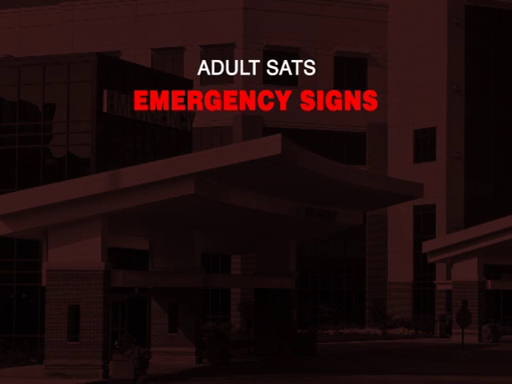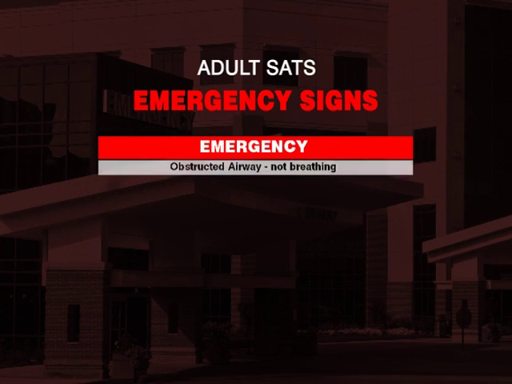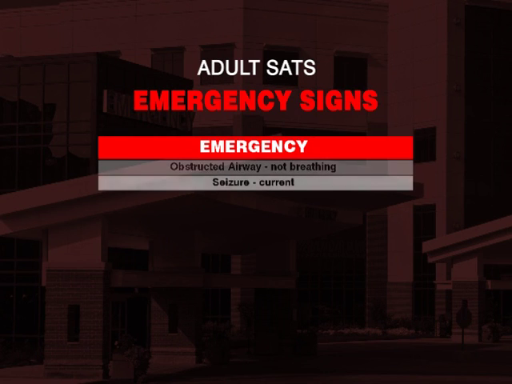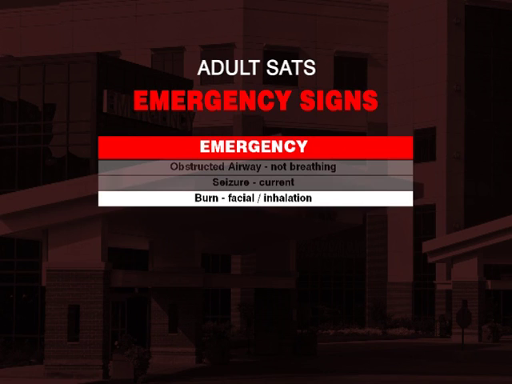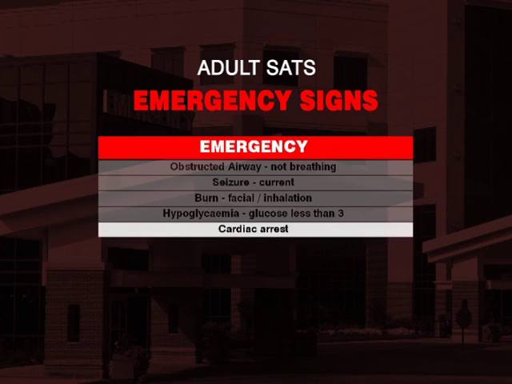Emergency signs for adult patients. These include an obstructed airway or a patient not breathing, seizure current, a facial or inhalation burn, hypoglycemia with a glucose less than 3, and cardiac arrest.